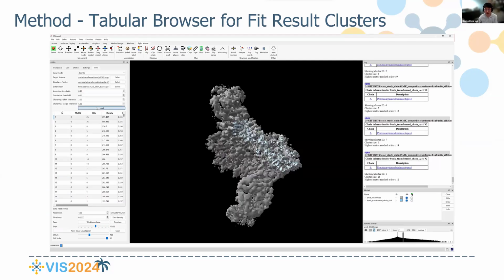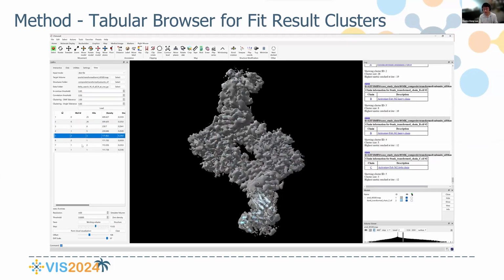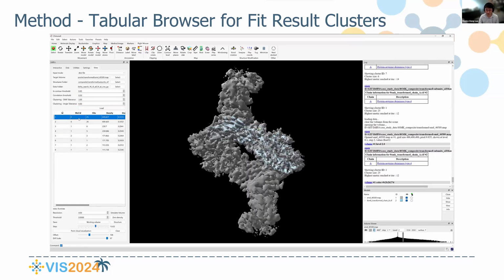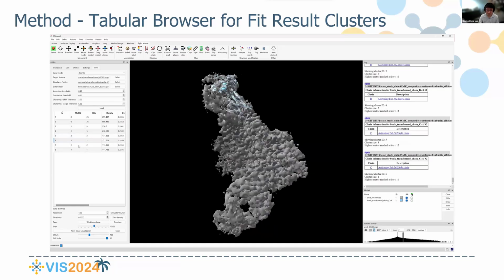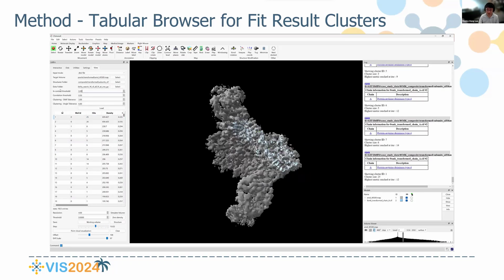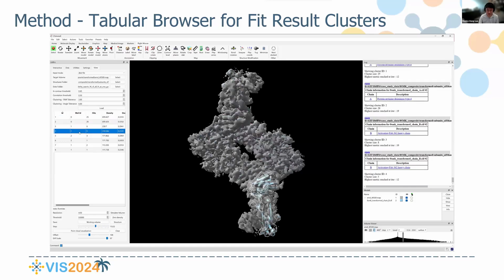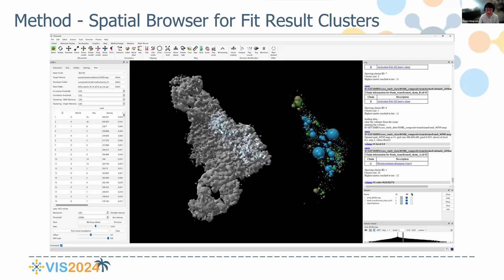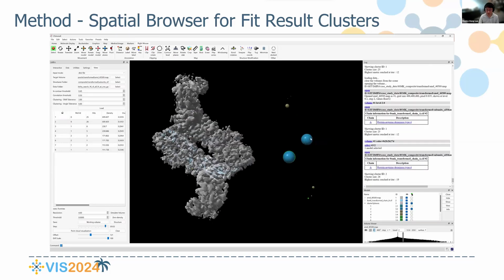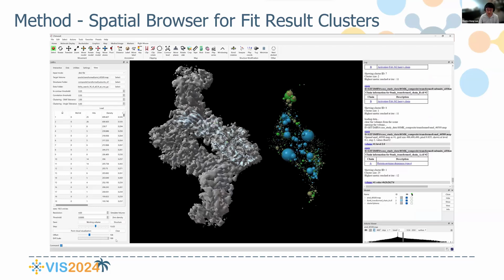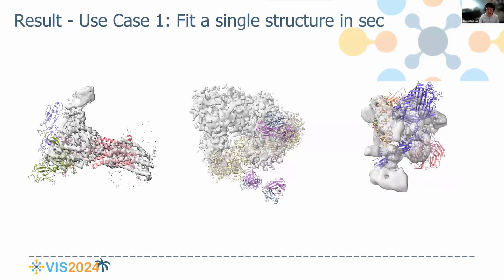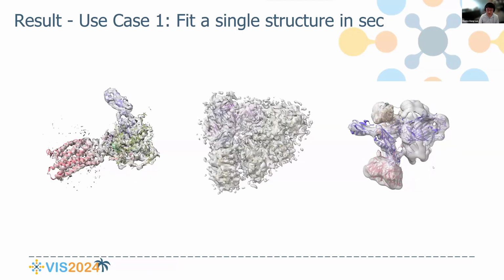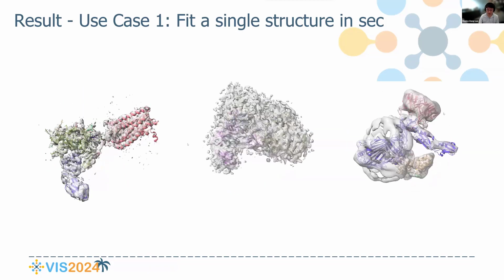We then integrate DiffFit as a plugin into ChimeraX and build a tabular browser to go through the fitting results. The user can change the threshold to filter and cluster the results and click to check each cluster's best placement. We also build an interactive spatial viewer to get a spatial overview of all the clusters. Here we show the results of fitting a single structure, which is usually done in seconds on an RTX 4090 GPU.